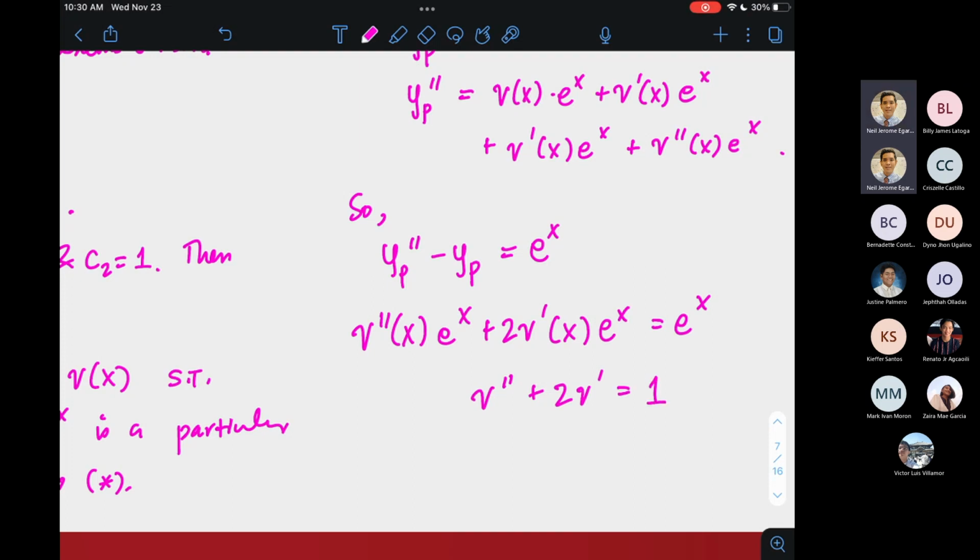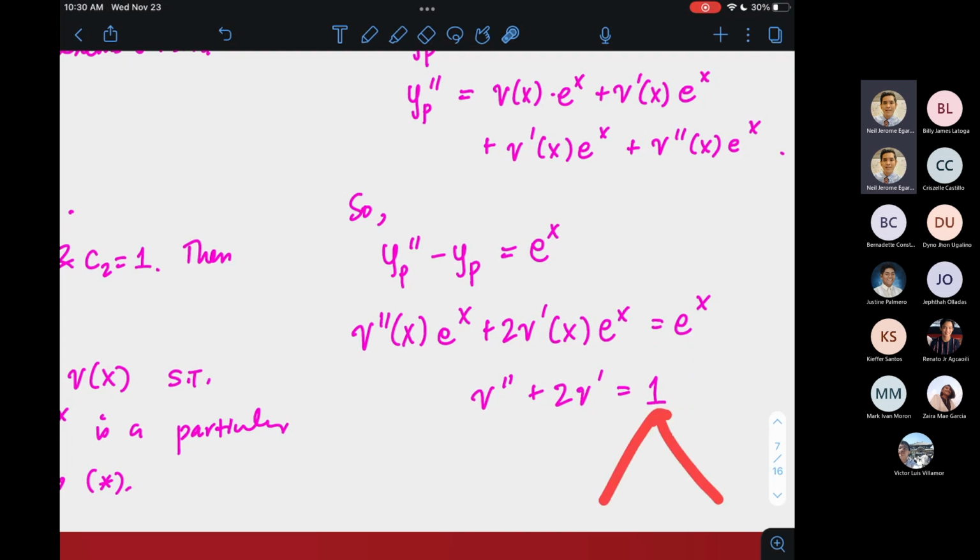A much simpler differential equation. But again, this is still a second order differential equation. To find a particular solution, pwede nyo gamitin uli yung method of undetermined coefficients kasi constant naman yung right-hand side. Madaling kunan si 1 ng GLDE na sinusolve niya. Pero I'll stick with the reduction of order.